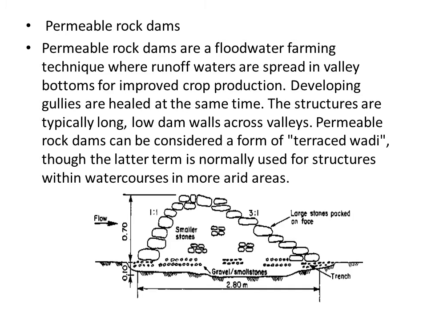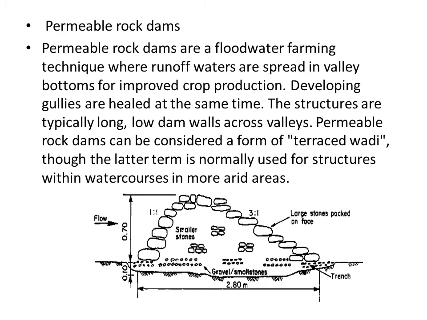Another technique is permeable rock dams. Permeable rock dams are a floodwater farming technique where runoff waters are spread in valley bottoms for improved crop production. So this is a system where the flood water is being collected or stored, and it is used for the production of the crop. Developing gullies are healed at the same time. So if because of the flow gullies are being formed, because of this structure they are healed.